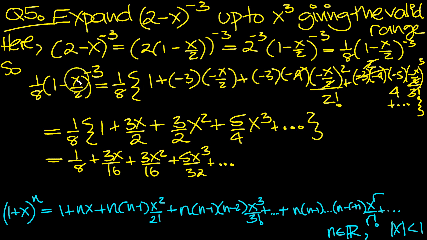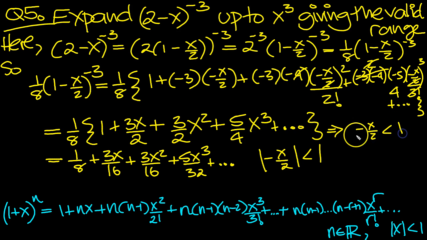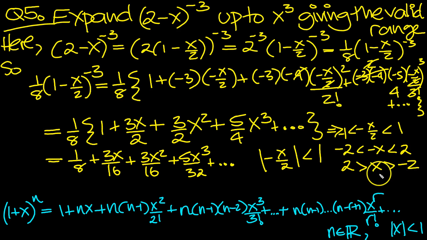Now the valid range, here's the input x, so that would be modulus of minus x over 2 is less than 1. That tells us then that minus x over 2 needs to be between 1 and minus 1. And then times by 2 all the way through. Minus 2 is less than minus x is less than 2. Times by minus 1, 2 is greater than x is greater than minus 2. Or reading from right to left, minus 2 is less than x is less than 2.